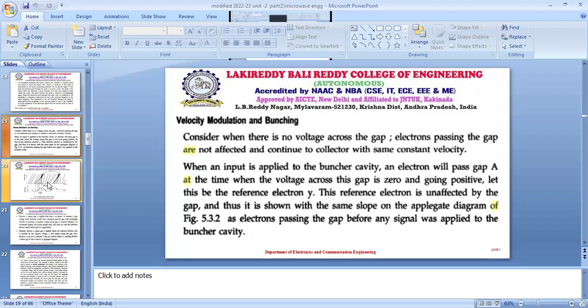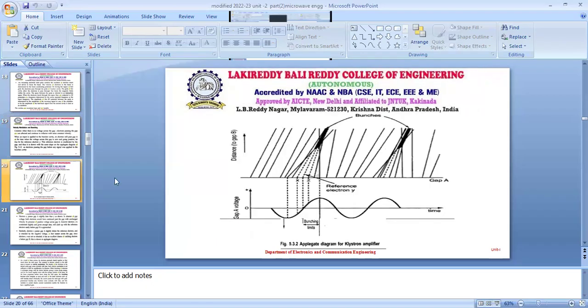So now see how the velocity of electrons is increasing, which you can call bunching. Observe this. We can take an example of three important electrons or charges: one is X, one is Y, and Z. X is the early electron, Y is the reference electron, Z is the late electron.